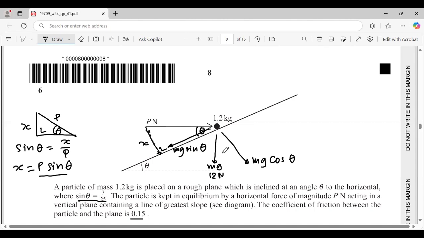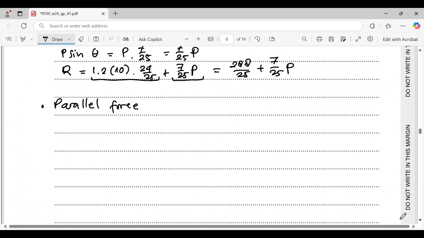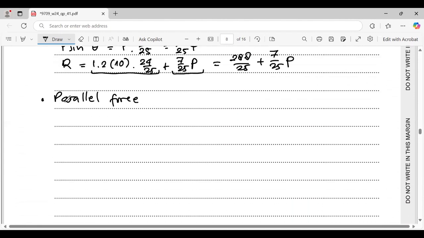This side is mg sin theta. So, writing here, mg sin theta, and it is 1.2 times 10 times sin theta, 7/25. So 12 times 7, 84/25.